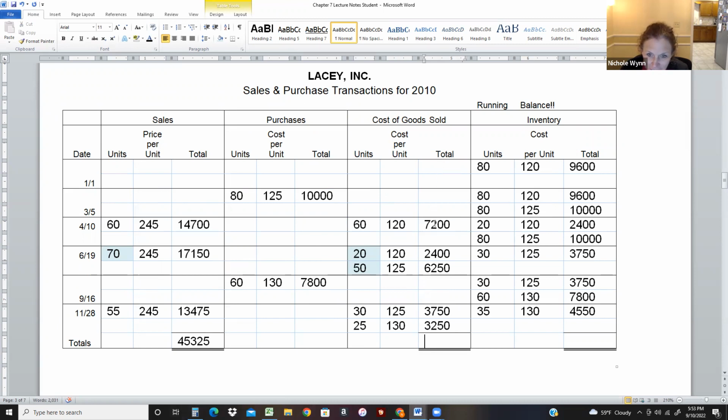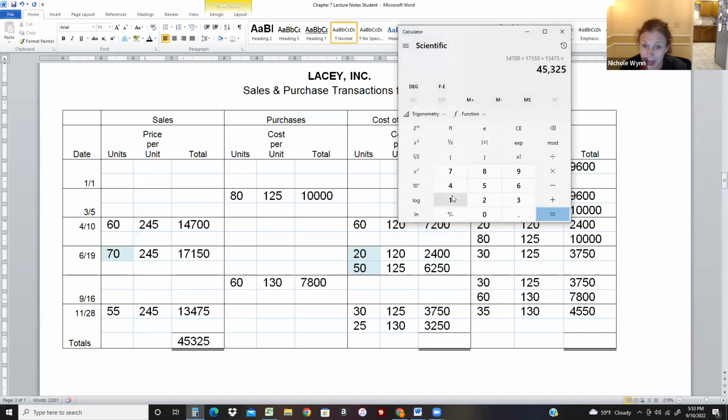For COGS, it looks like we sold goods 3 times. I have that number. I have these 2 and these 2. All of those total my cost of goods sold on my income statement. So this is in my way. Oh, well, that's okay. 7,200, 2,400, 6,250, 3,750, and 3,250, 22,850.